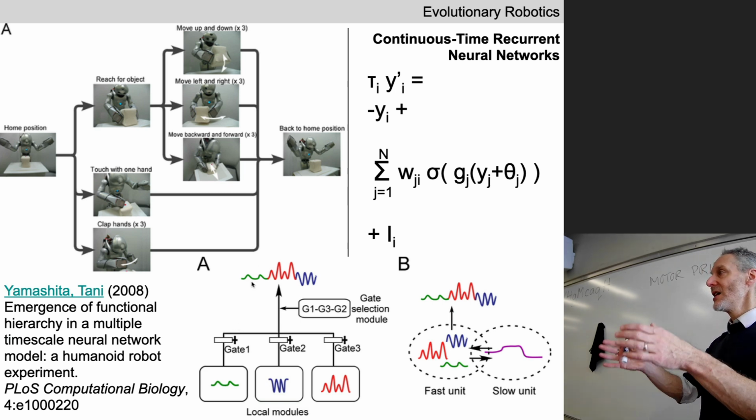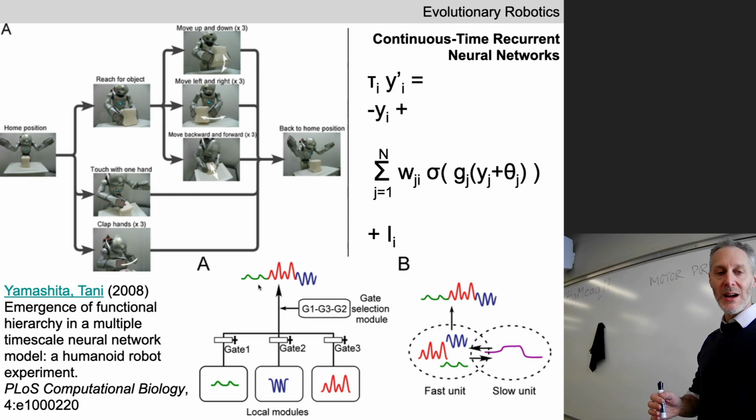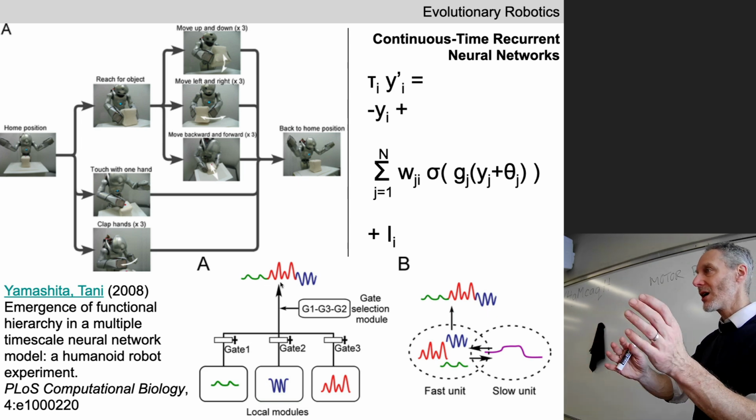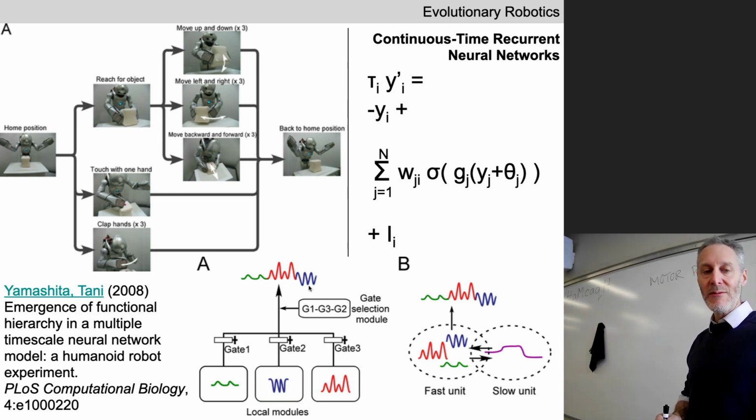The green is shake the block up and down 3 times, the red is shake the block left and right 3 times, and the blue is shake the block forward and back 3 times. Red, green, blue, 3 different motor primitives.